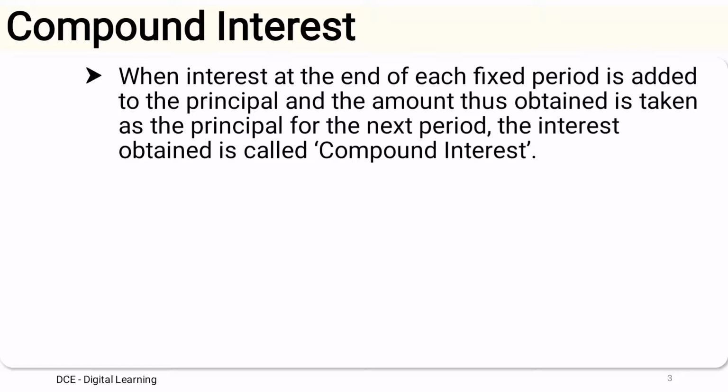So when interest at the end of each fixed period is added to the principal and the amount thus obtained is taken as the principal for the next period, the interest obtained is called compound interest.